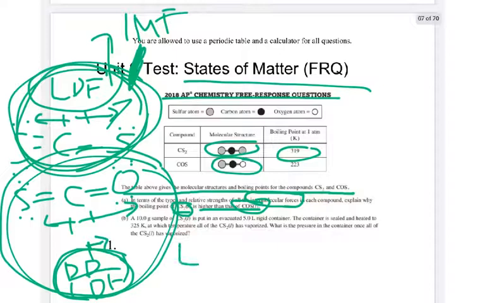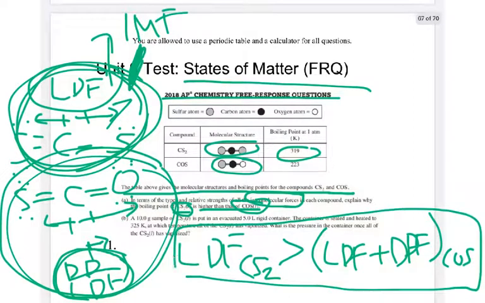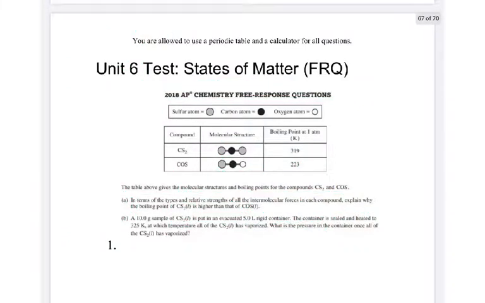So this means that the LDF on the CS2 compound is greater in terms of strength overall than both the LDF plus the dipole-dipole forces for the COS compound. So this is the only explanation for why CS2 has a higher boiling point. And yeah, that's what A is. Now let's look at B. B is going to involve some math, and let's look at it.